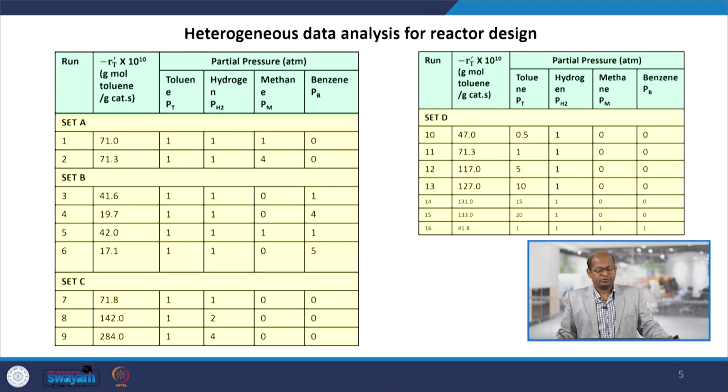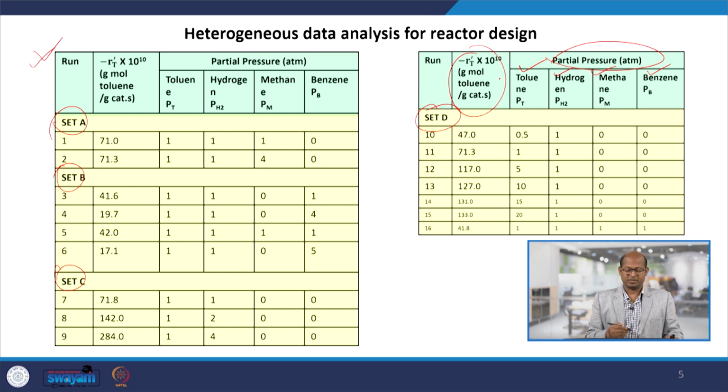Here is the data collected from set 1, set 2, set 3, set D; this way so many data were collected for this particular reaction. Once the partial pressures of all components were collected, the rate was evaluated from the differential rate equations we know. From there the rate we can evaluate, and this table would be completed.